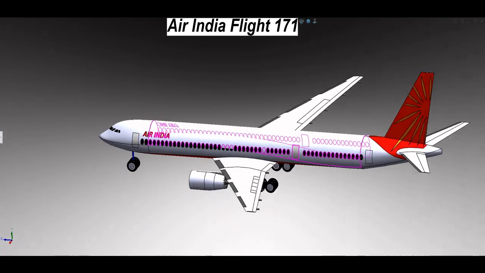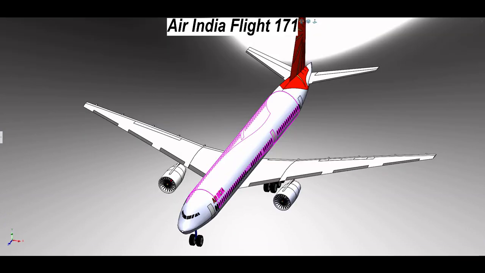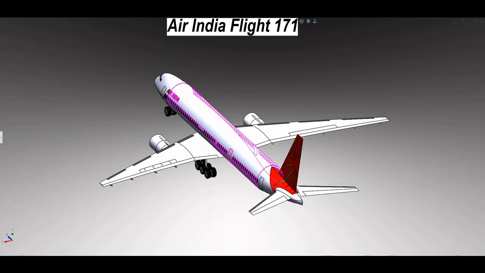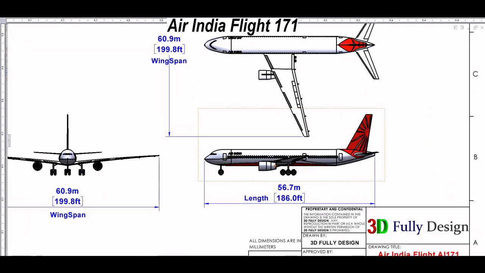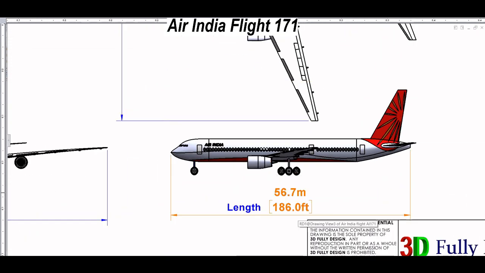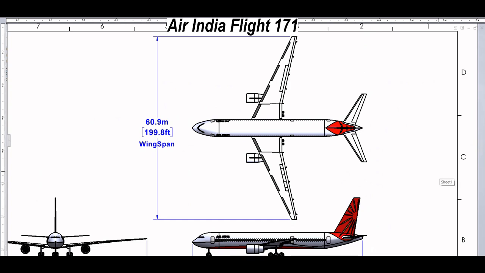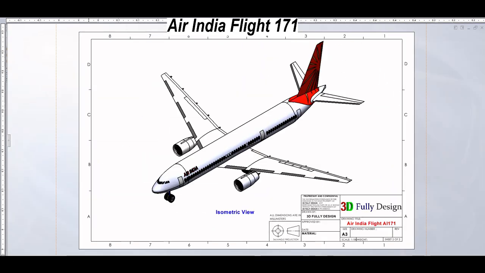Here I have the 3D solid model of AI 171 flight. 2D detailing of AI 171 flight: 3 orthographic views with wingspan and length dimensions shown in dual units, that is in meters and feet. And in sheet 2, a single isometric view is shown.